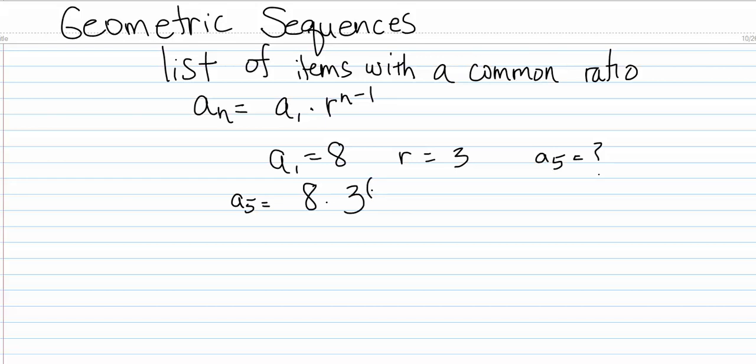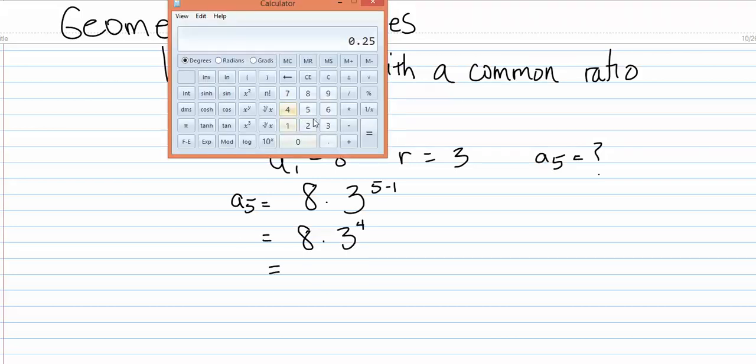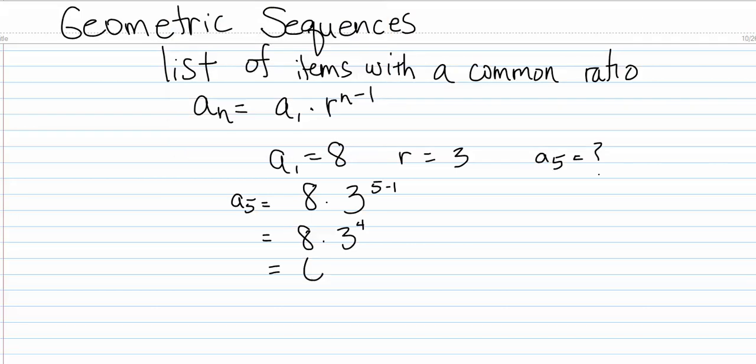A1 is 8. The common ratio is 3. Whoops, I don't need to put that exponent there. So we're going to raise 3 to the 4th power and then multiply it by 8. 3 to the 4th power is 81 times 8. Gets us to the 5th number in the list, which is 648.